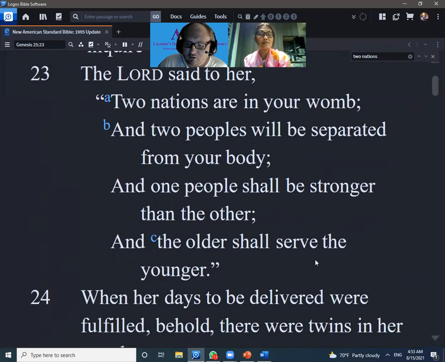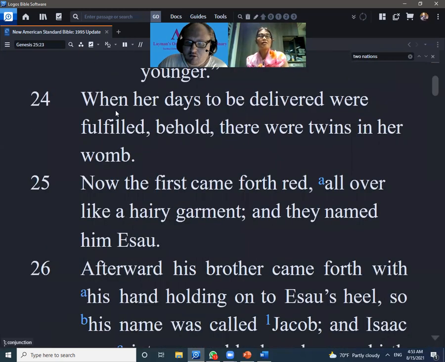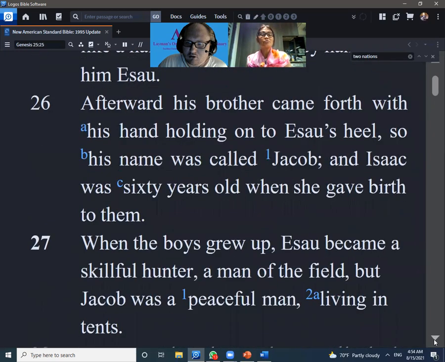When her days to be delivered were fulfilled, behold, there were twins in her womb. Now the first came forth red all over like a hairy garment, and they named him Esau. Afterwards, his brother came forth with his hand holding on to Esau's heel. So his name was called Jacob, and Isaac was 60 years old when she gave birth to them.